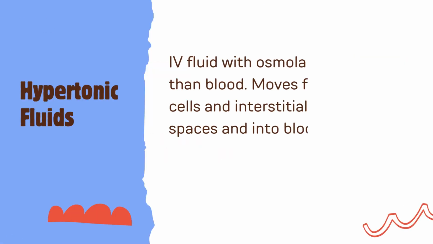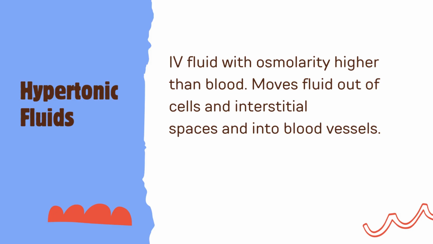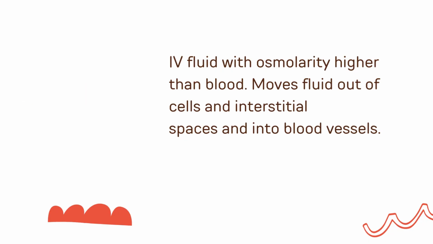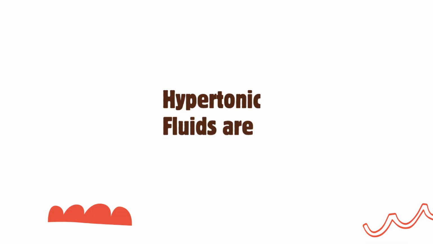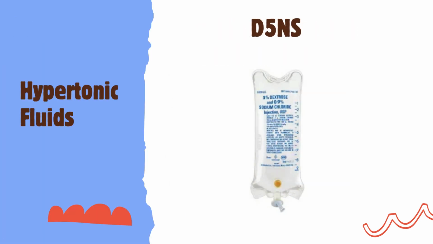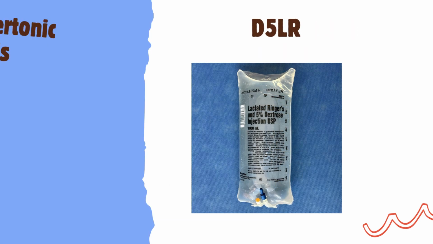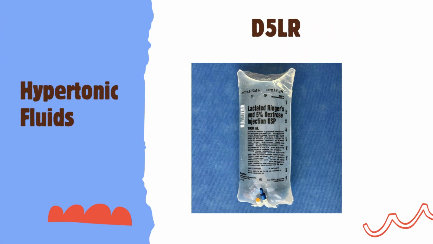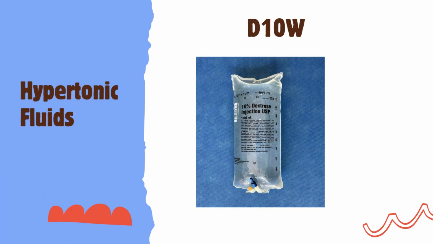Hypertonic fluids have a higher osmolarity than the blood plasma, meaning they contain more solutes like sodium or glucose than what's found in the blood. As a result, they pull water out of the body cell and into the bloodstream, helping to expand extracellular volume and reduce cellular swelling. Examples of hypertonic fluids are 1.5%, 3%, or 5% sodium chloride, 5% dextrose in normal saline, 5% dextrose in Ringer's lactate, and 10% dextrose in water.